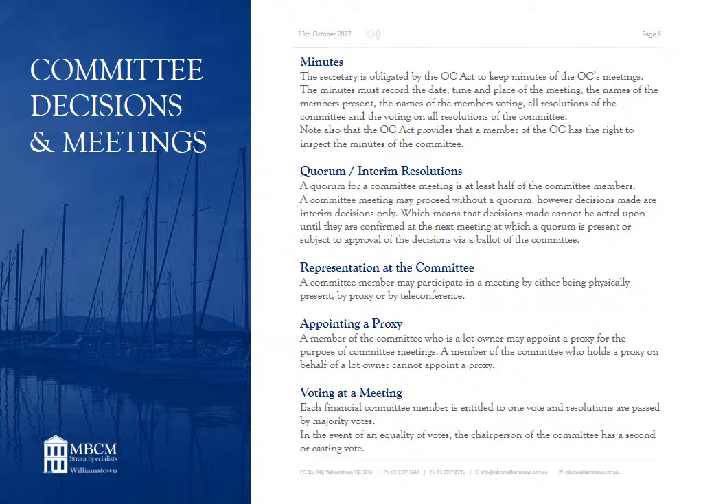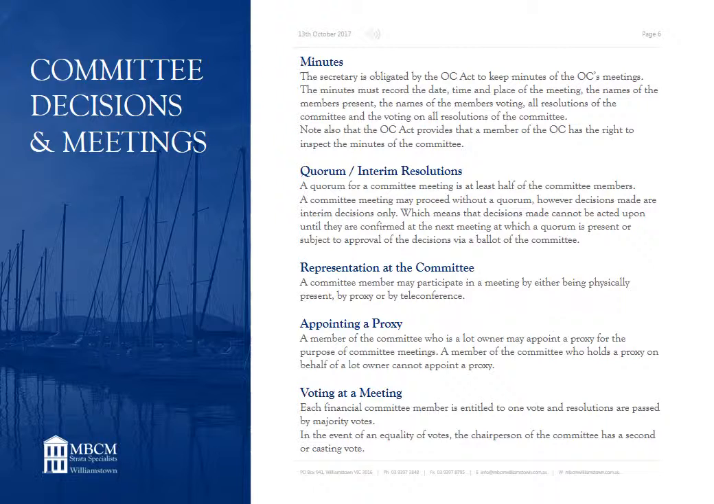Quorums for the committee, so at least half of the committee members need to be present for there to be a quorum. If you don't have a quorum, you can still proceed with the meeting, but please bear in mind that these decisions are only interim and can only be acted upon when those minutes are accepted at the next meeting. A committee member may participate either by being physically present, or by proxy, or by teleconferencing.